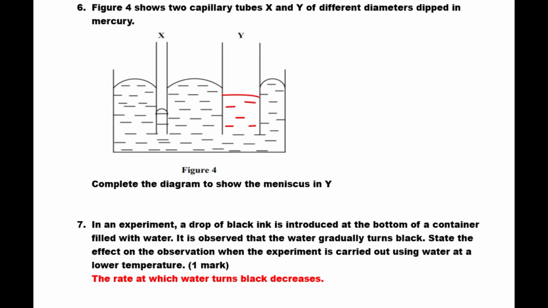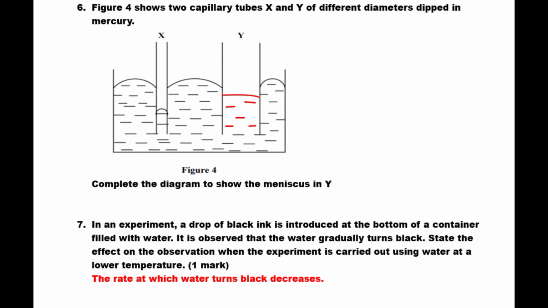Question 6. Figure 4 shows 2 capillary tubes X and Y of different diameters dipped in mercury. Complete the diagram to show the meniscus in Y. So you can see the level in Y. It's below the level in the beaker, but above the one in tube X.